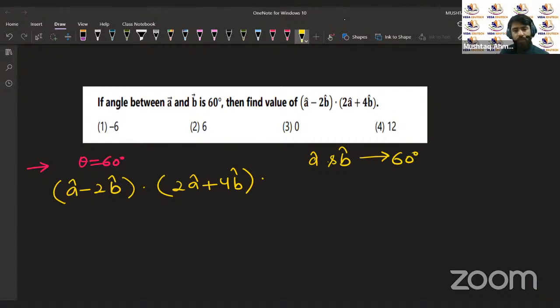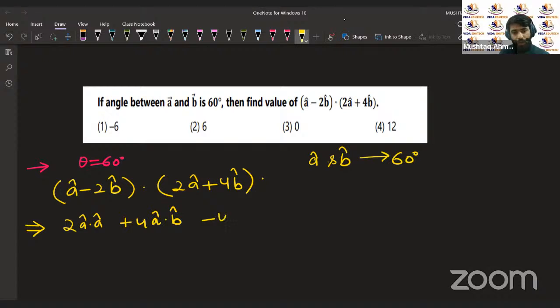So we'll be using the distributive property here. We'll distribute this dot product. So we'll be left with a cap dot 2a cap, so it will be 2 a cap dot a cap, and a cap dot 4b cap, it will be 4 times a cap dot b cap, and minus 2b cap dot 2a cap.